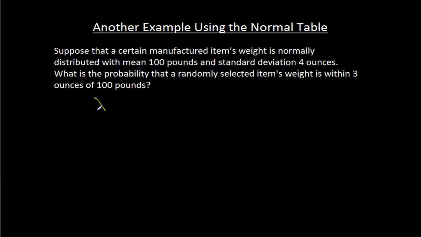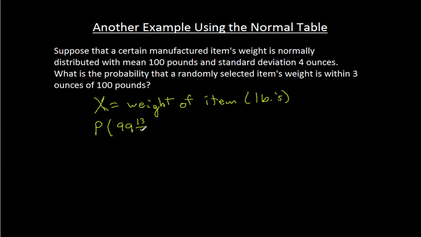Okay, so first I need to define what my random variable is. Capital X is going to be the weight of the randomly selected item, and I'm going to measure that in pounds. And what we want is the probability that X is between 99 pounds 13 ounces and 100 pounds and 3 ounces.